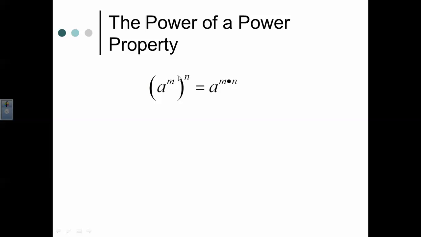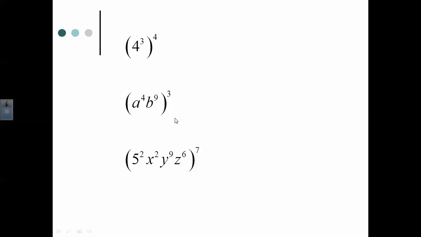Now, once again, if we only have one base within the parentheses, we just apply this property once. If we have more than one type of base, as you will see in a couple of examples in just a moment, you will have to apply this to each individual base within the parentheses. So let's take a look at a couple of examples here.